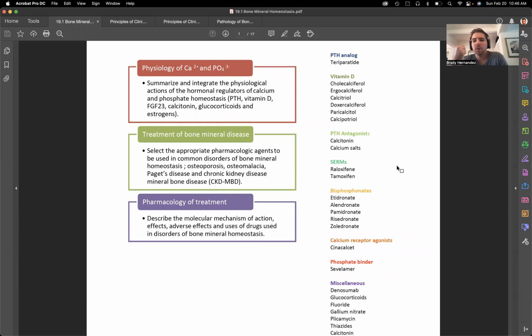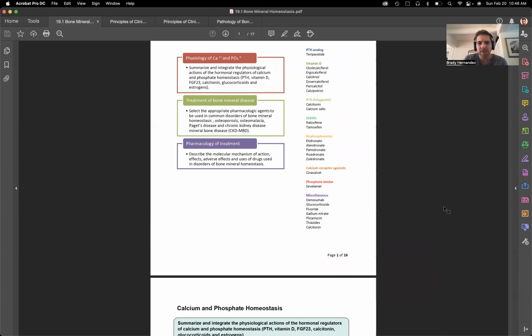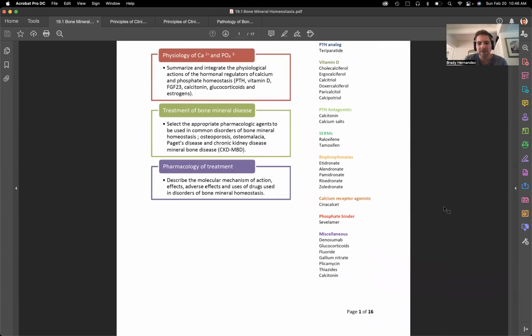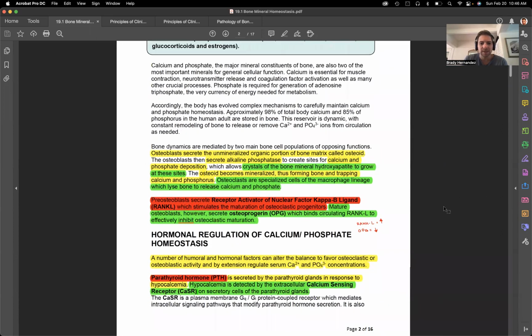So postmenopausal women, you can actually give them raloxifene, and that will help with the bone resorption or the bone deposits, mineralization of the bone. That way they don't end up with osteoporosis. Now, the other thing from this that they talked about were these bisphosphonates. So we can get there.